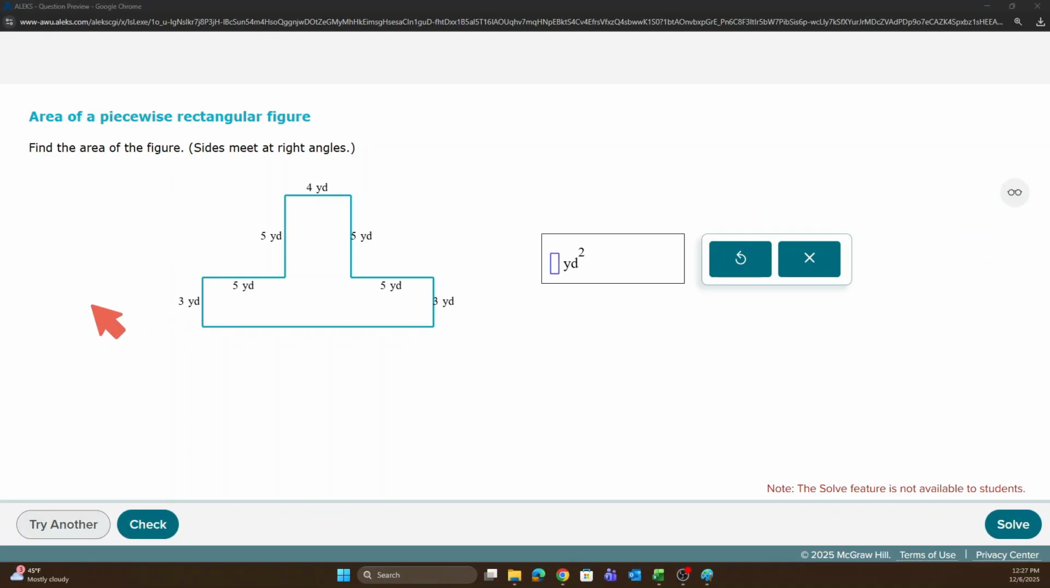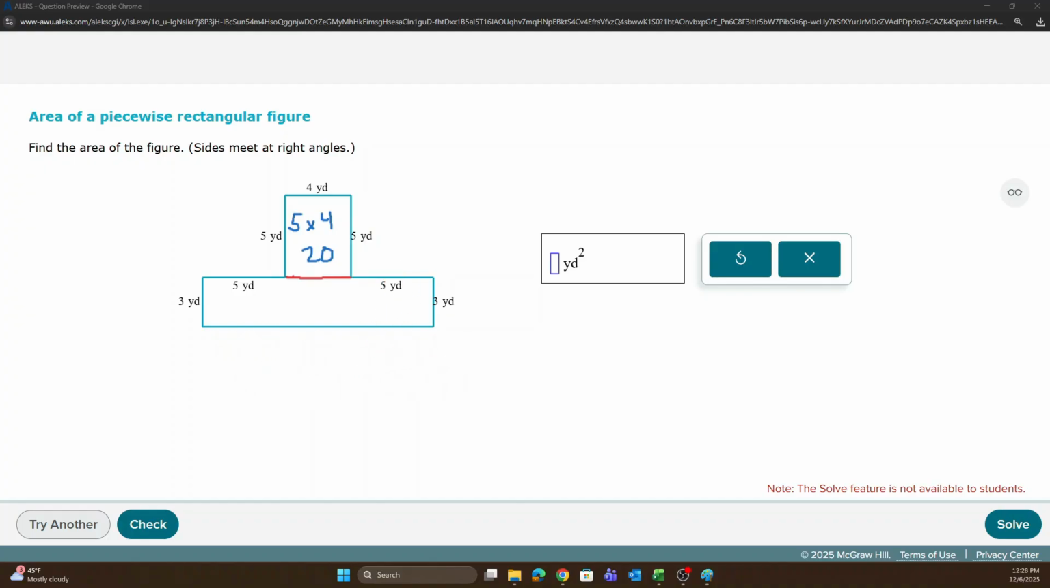So here we have another piecewise figure, and we're going to cut it across here because it's the least number of cuts that we need to make. This part here, we already can see there's a 5 there and a 4 there, so this is just going to be 5 times 4 is the total area of this. 5 times 4 is 20.